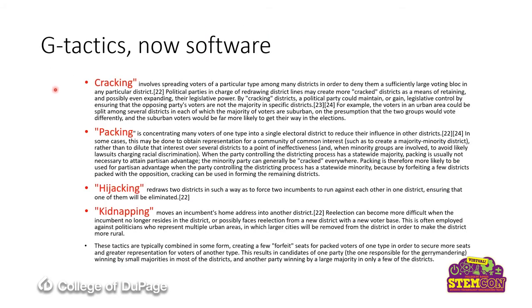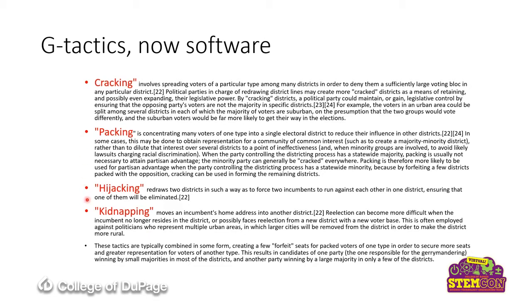Here are some tactics that people use to gerrymander, and these are implemented often in software. Cracking involves spreading voters of a particular type among many districts in order to deny them a sufficiently large voting block in any particular district. Packing is concentrating many voters of one type into a single district to reduce their influence in other districts.